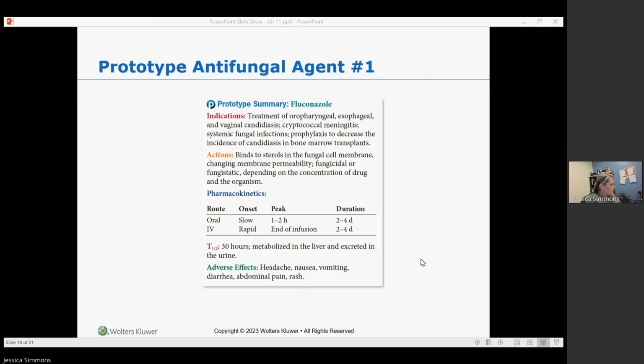I want to see if there's any important things in your ATI book that they talk about for ketoconazole. I don't think there is. But I also want you guys to look at the questions at the end of each chapter in your ATI book. Okay.